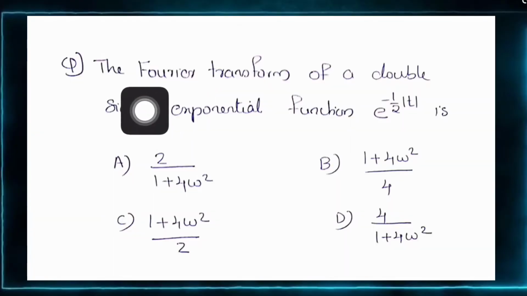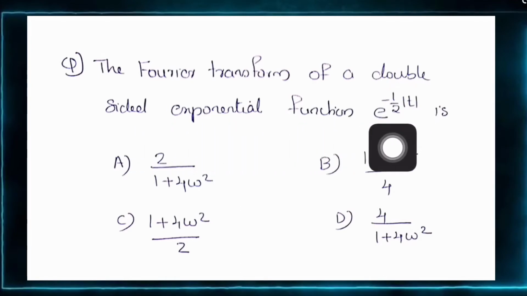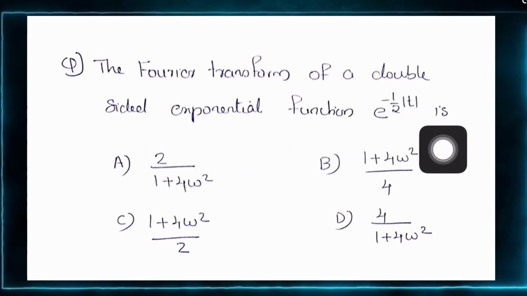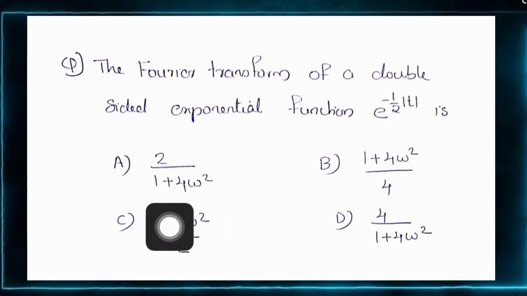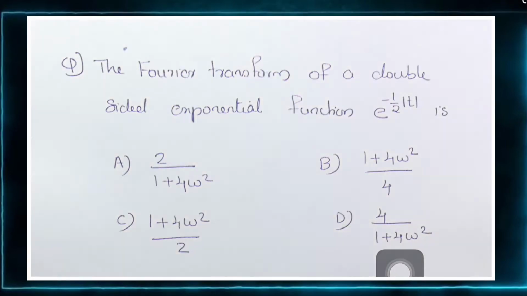The Fourier transform of a double-sided exponential function e raised to minus 1 by 2 mod t is. Four options are given. Option A: 2 by 1 plus 4 omega square. Option B: 1 plus 4 omega square by 4. Option C: 1 plus 4 omega square by 2. And option D: 4 by 1 plus 4 omega square.